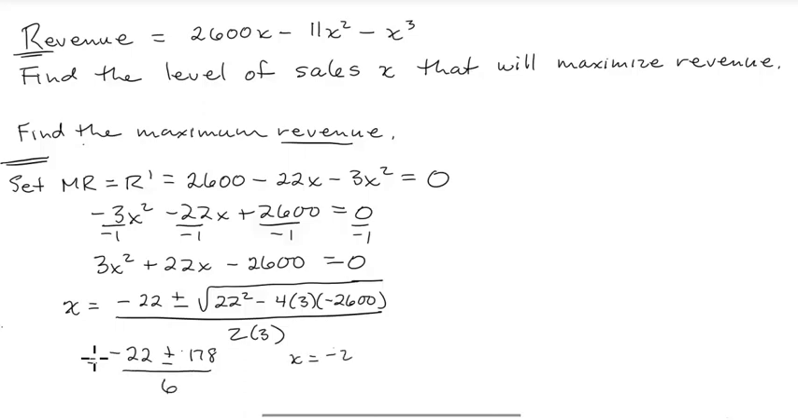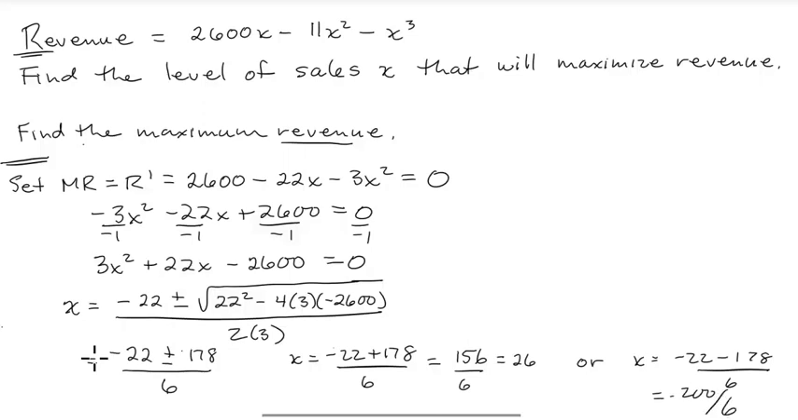So x is either negative 22 plus 178 over 6, which is 156 over 6, which is 26, or x is negative 22 minus 178 over 6, which is negative 200 over 6. Okay, however, in this problem, we're talking about a level of sales, and we can't have a negative level of sales, so I can take that answer and discount it.